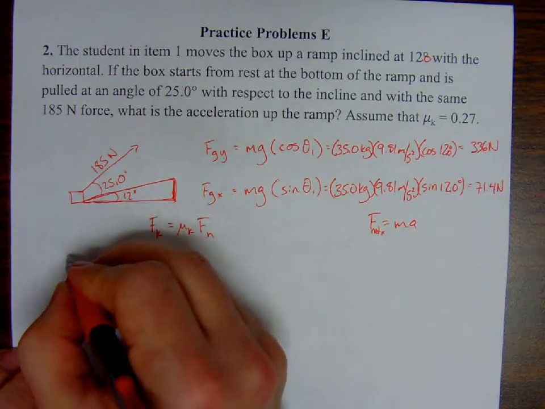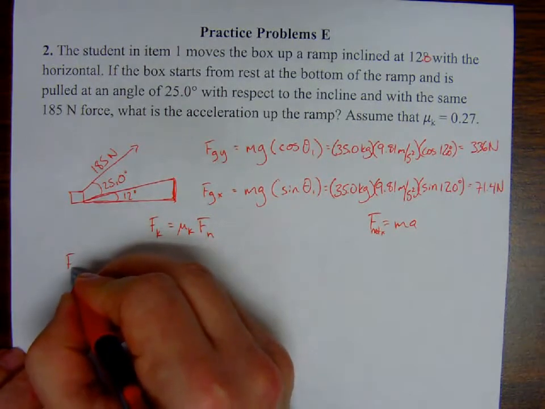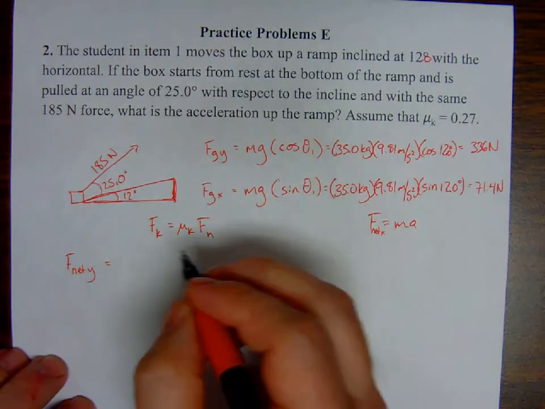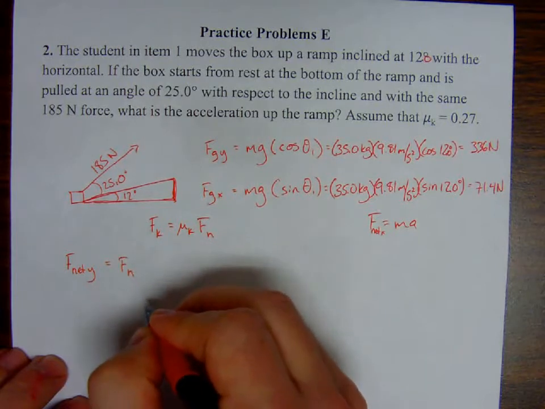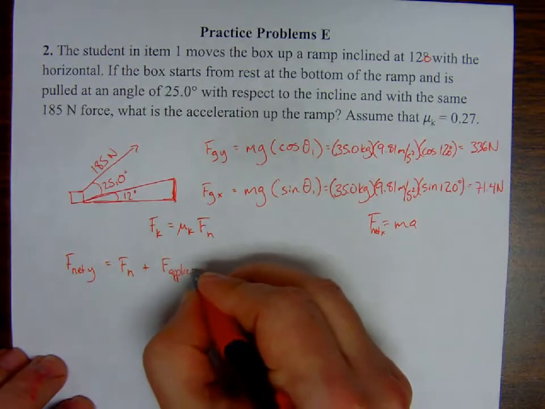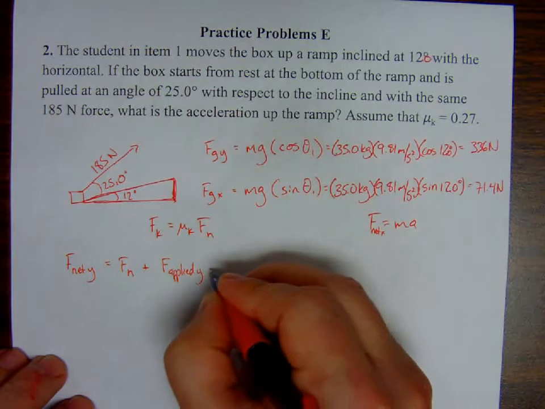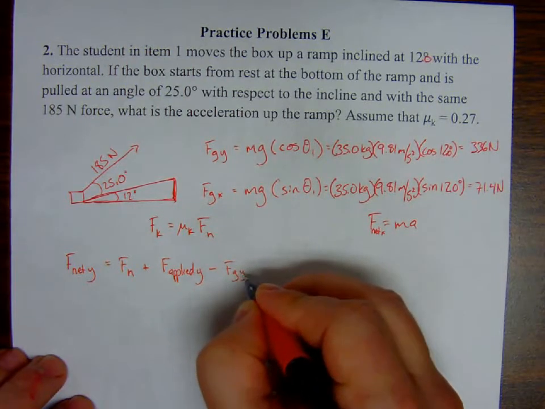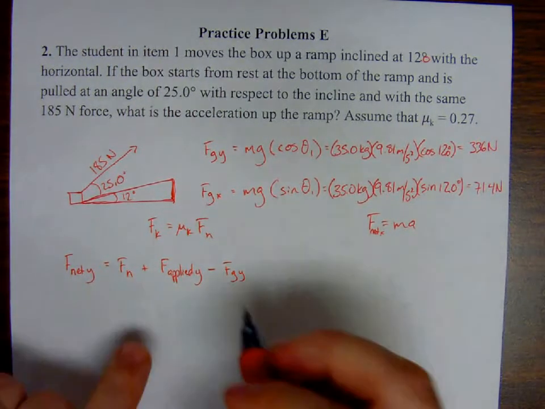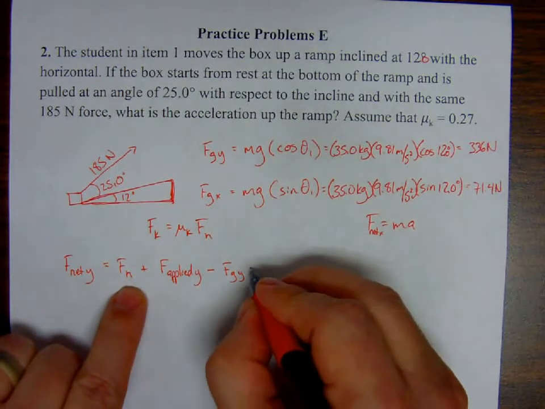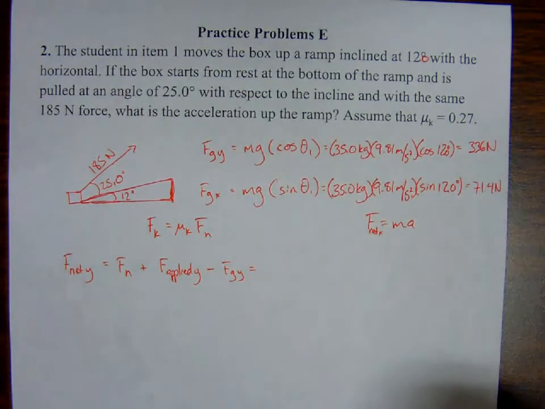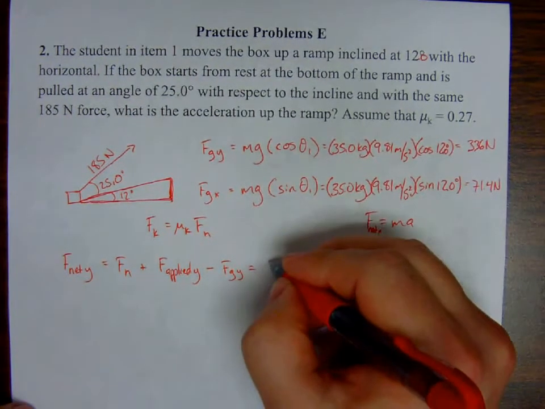And so this is actually what I'm dealing with here. Now, this box isn't moving in the y direction, and so the net force in the y direction is 0. What that allows me to do is, once I calculate the force applied in the y direction, I can then solve the equation for the normal force.